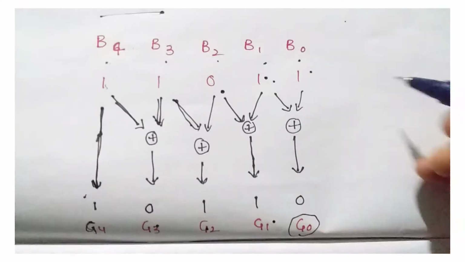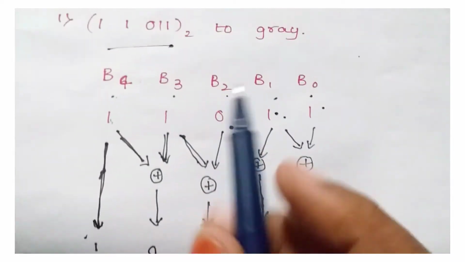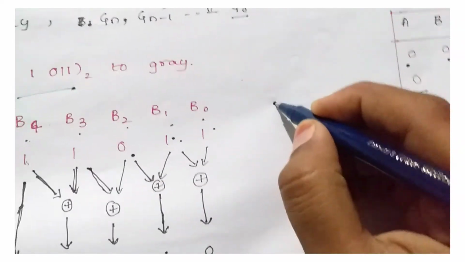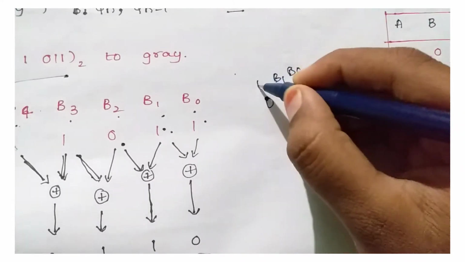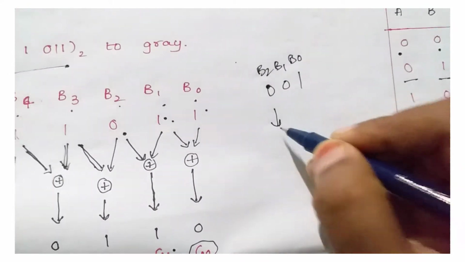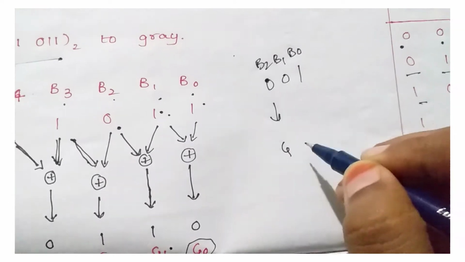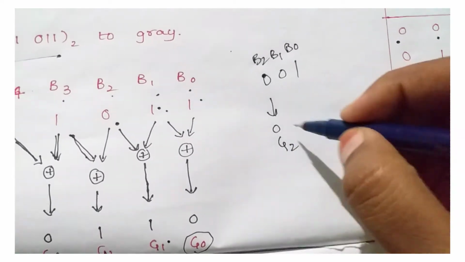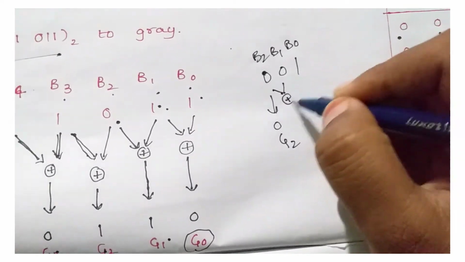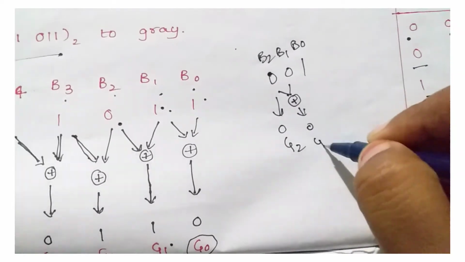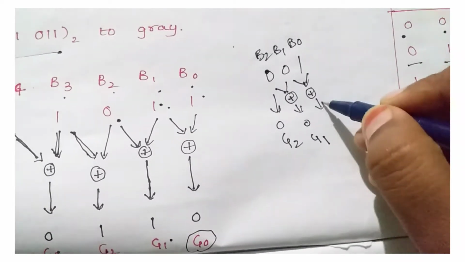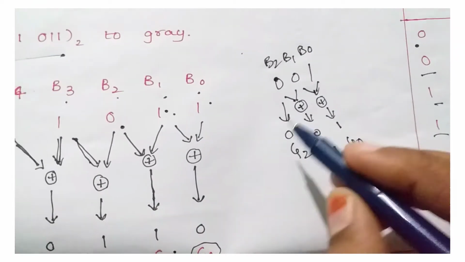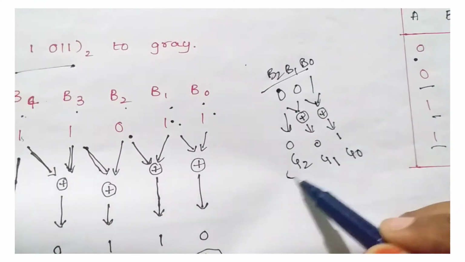In the same way we can convert any example. Let us see this one: 0 0 1. We take it as b0, b1, b2, and directly this bit is converted into gray. We get the z2 value 0, and adding these two we get 0 only, that is z1, and adding these two we get 1. This is z0. In this way we convert binary to gray.